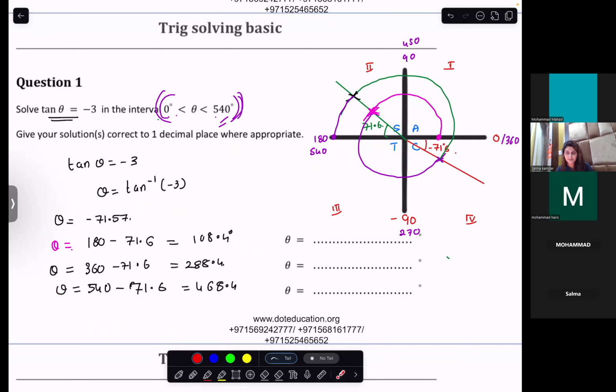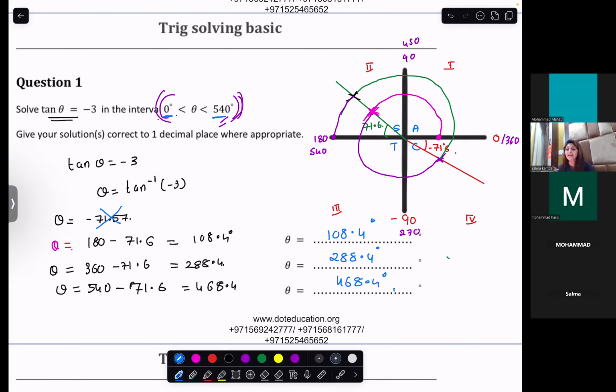Are you with me? But if you see, I've got how many values? Four values. I want three. Which three to take? One is our principal value, so we leave that. We only want the positive ones between 0 to 540. This is negative. I do not want this. So the values would be 108.4, 288.4, and 468.4. And this is done.